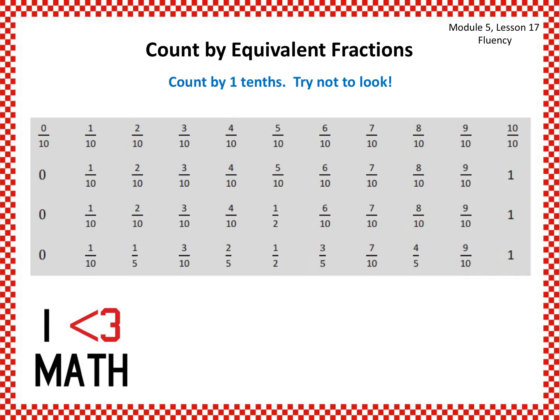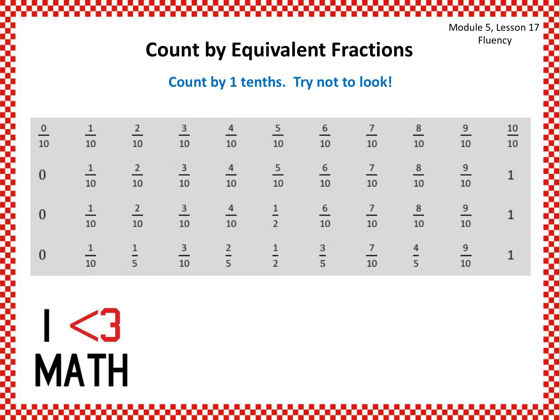This is Fluency Module 5, Lesson 18. All right, we're going to start again by counting, this time by tenths. We'll do our first row just regular tenths, and then we go to our whole numbers, and then halves, and then fifths. All right, so let's start.